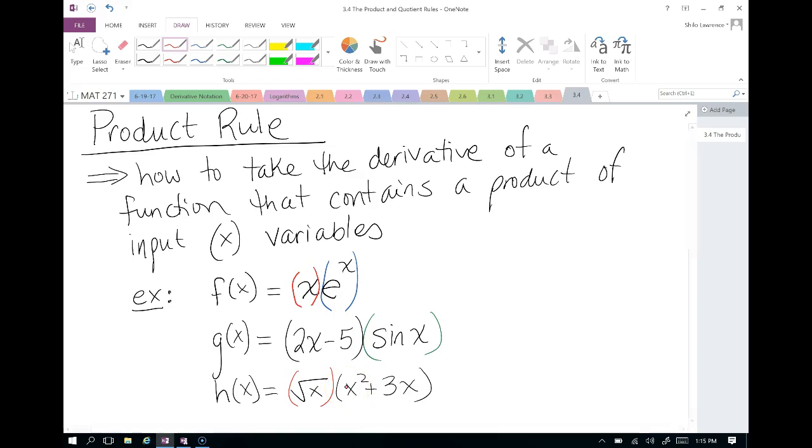So these are all examples of things that we are going to learn how to find derivatives of in this section when we've got a product of two functions of x, and we want to find the derivative. So there's a formula that we need to remember.